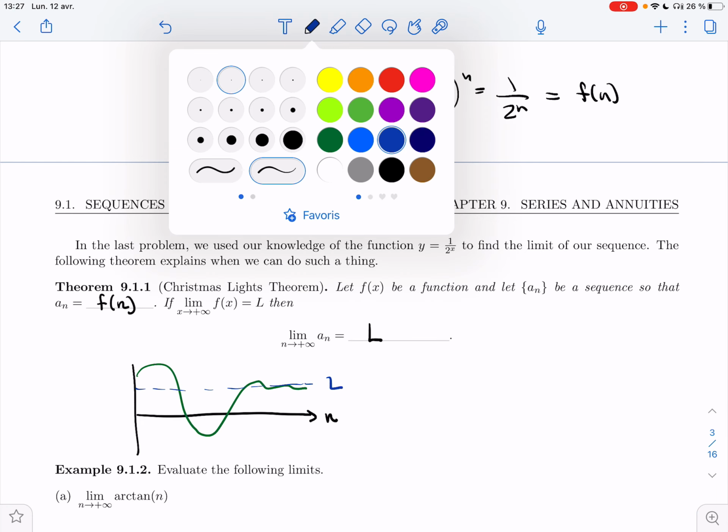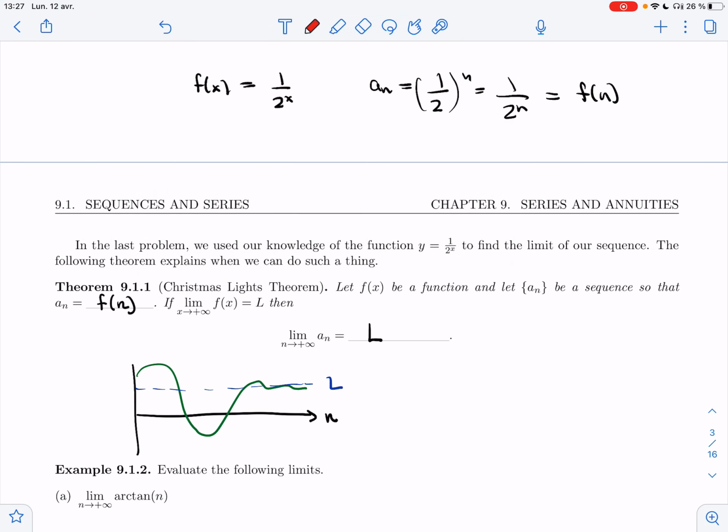Your sequence is not the whole red curve. It would be the value of the curve at each integer. So I like to think of the function as the electric cable and the sequence as the light bulbs that follow it along. If the cable is converging to a certain value, if it's going towards y equals L like it is in my picture, then the Christmas lights will also go to y equals L.